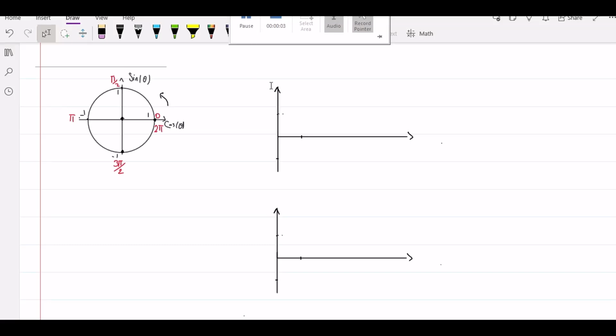Hello everyone. Today we want to discuss how we can graph sine and cosine using the unit circle. First of all, I want to discuss why we are actually eager to draw and visualize these functions.